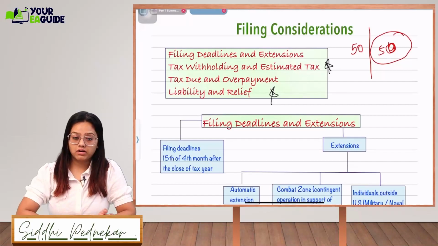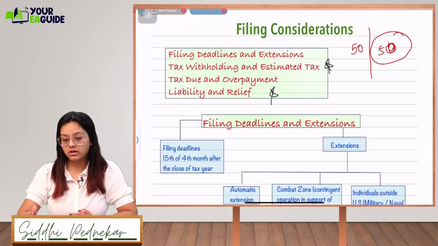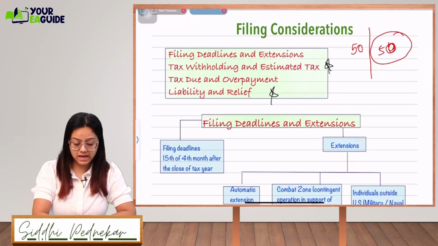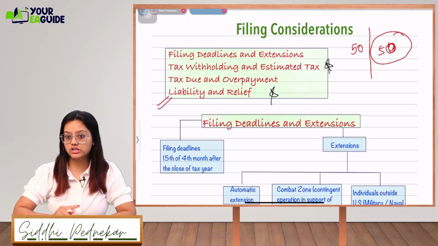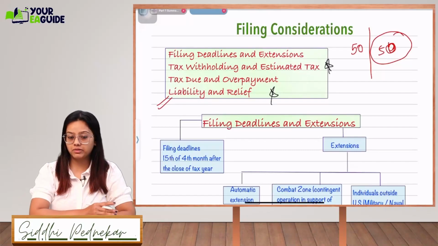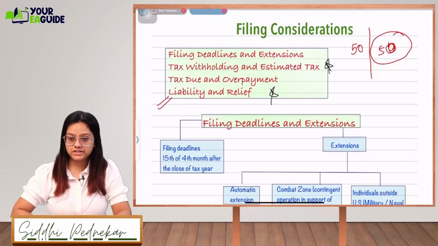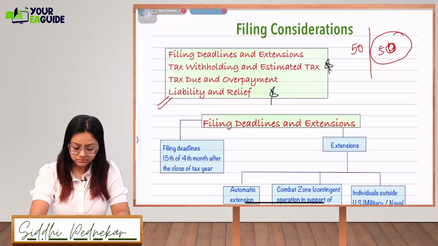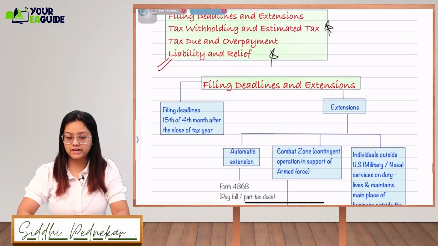Then how much tax is due, and if you do an overpayment, how it can be dealt with, and the liabilities and relief. In liabilities and relief, if you remember, injured spouse and innocent spouse, that topic we left previously in our first session, so we'll cover it today over here. Okay, so let's start with our first topic, filing deadlines and extension.